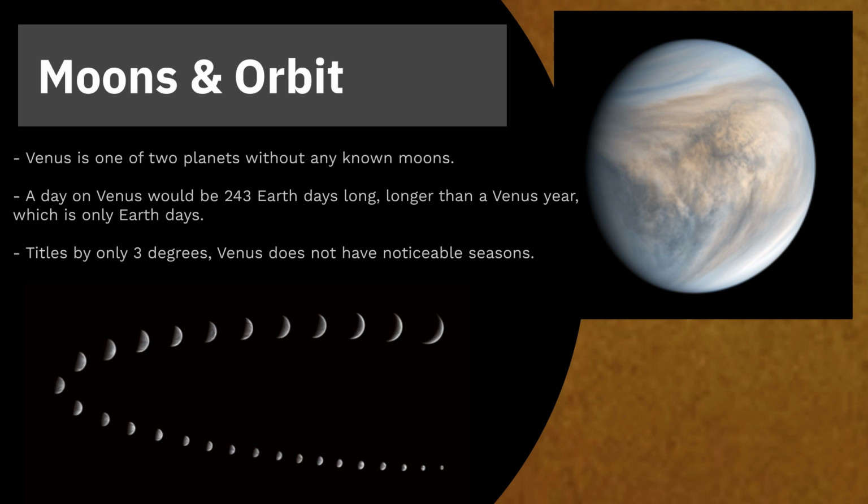Similarly to our moon, Venus has phases: a full, half, and quarter, etc. The complete cycle, however, takes 584 days, while our moon takes just a month.